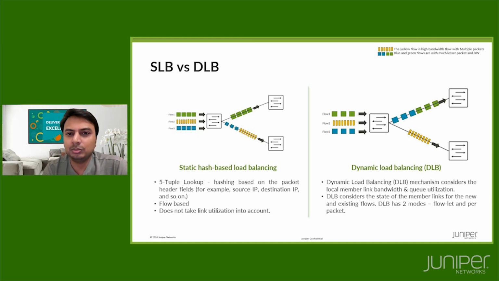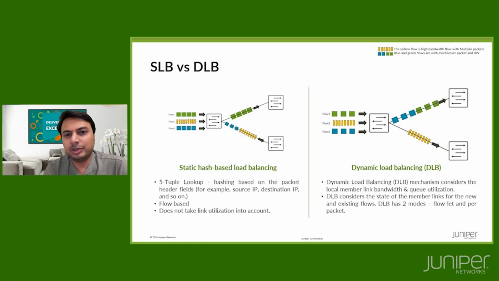The second mode is flowlet mode. With flowlet mode, once it assigns the flow to a link, it keeps on monitoring the flow as well. So it keeps on checking for a pause in the flow. If the pause in the flow is greater than the configured inactivity timer, then it considers that the flow is over, and the next packet it treats as a new flow, and it again goes through the process of identifying the best link and assigning it to that link. So this is how it keeps on doing the rebalancing based on the pauses in the flow.